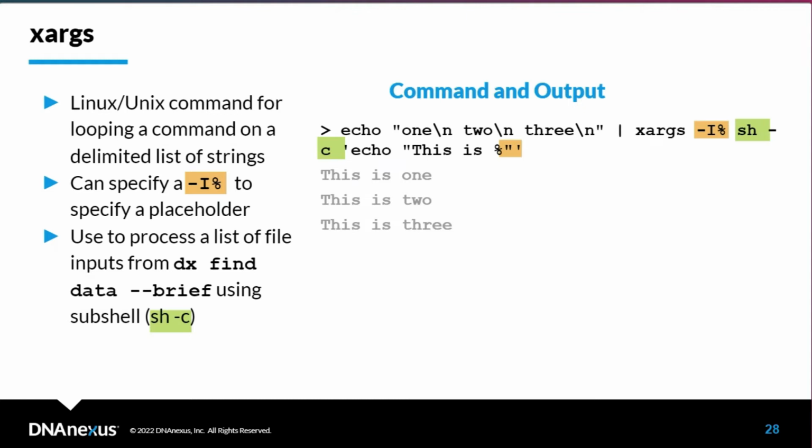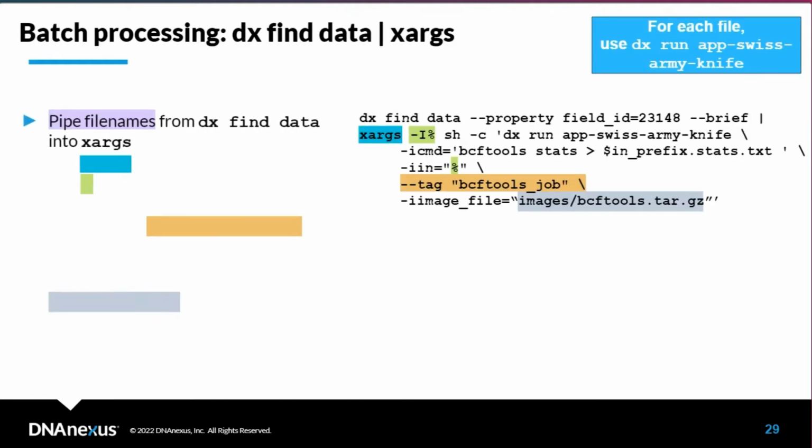So again, to start putting things together, we use dxFindData, and then we use --brief, and so we're going to pass our list of file names into xargs to do something with it. So this is a very complicated command, but let's try to take it apart. This first line here is that dxFindData command that we had.